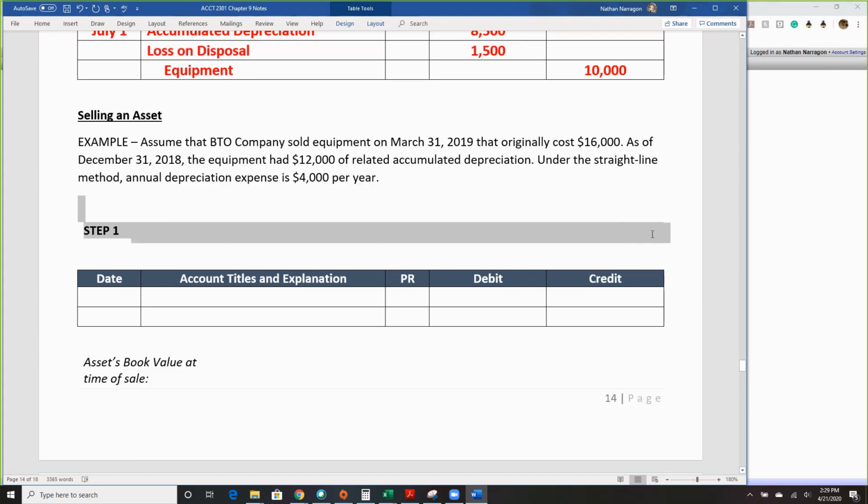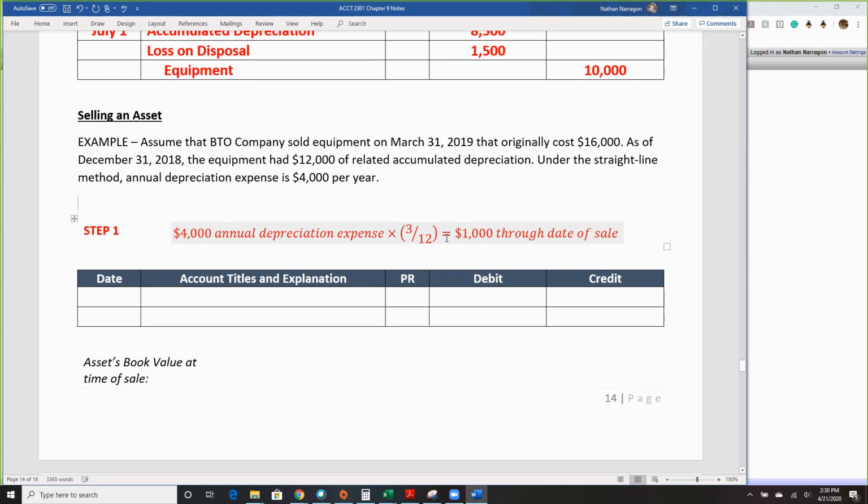How many months did I have it for? Who wants to chime in? 3. Good. Since this is at the end of March, I include March with February and January. So I would take the $4,000, because that's already been calculated for us, and multiply it by 3 over 12. So that means through March 31st, I had $1,000 of depreciation that I still have to account for.